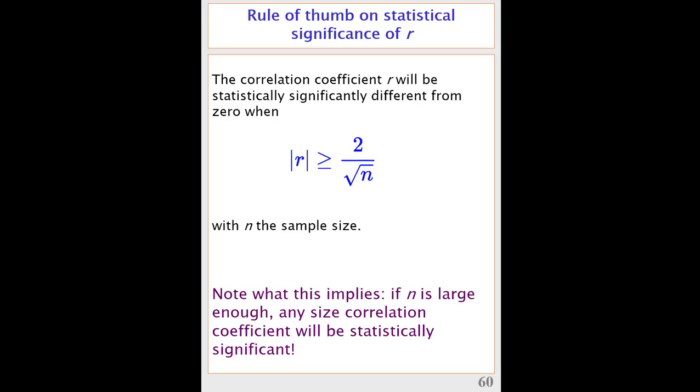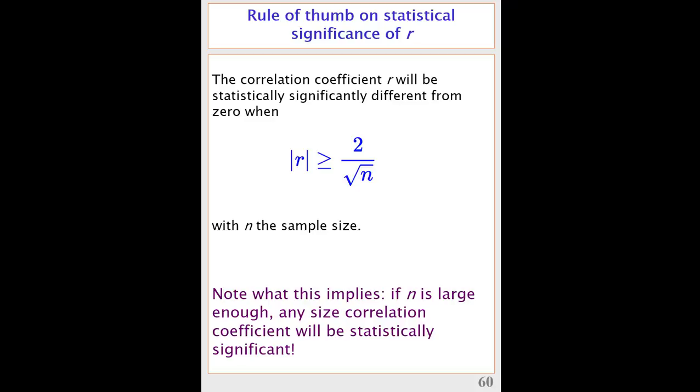Another rule of thumb, in this case the 2 over square root n rule, is of use here. If we have in our data a correlation coefficient that we calculate, and we wonder whether it would be significantly different from 0 at all, then this is the rule of thumb that you can use. If the absolute value of the R that you find is larger than 2 over the square root of n, where n is the number of cases in my sample, then it's likely to be statistically significant.